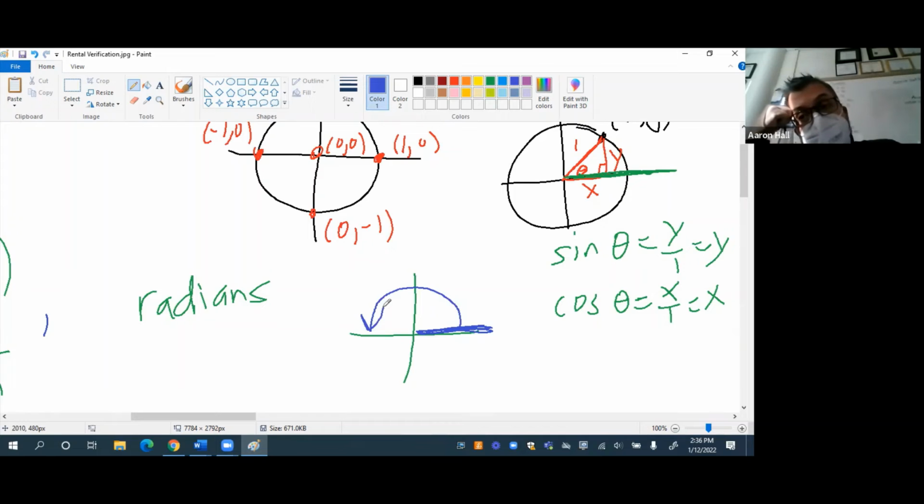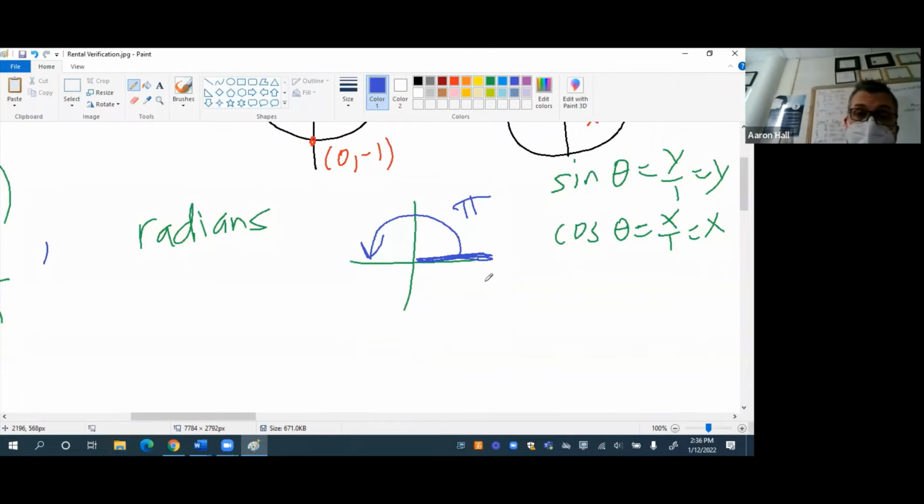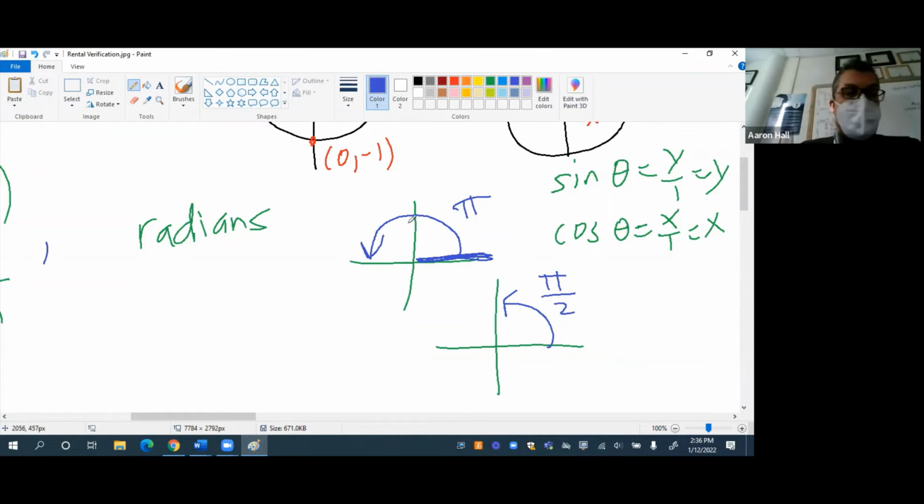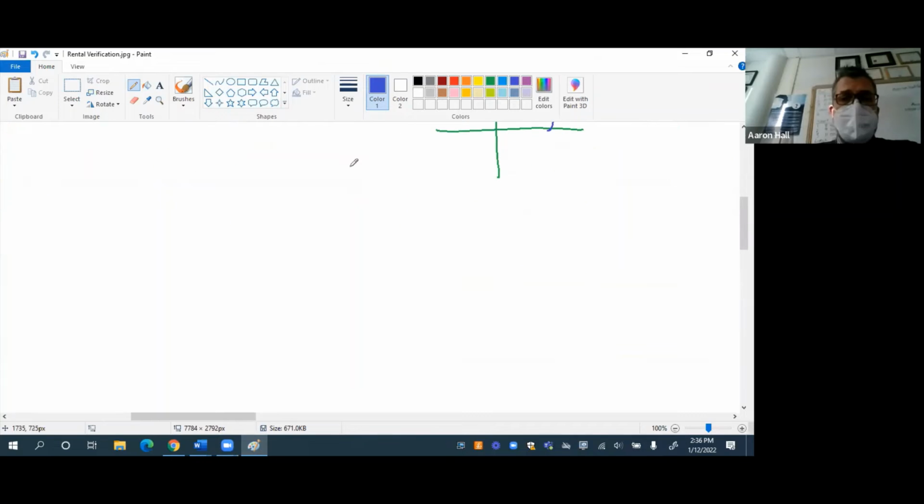What is that in radians? A half circle rotation in radians? It's pi, yeah, it's pi. And then what if I had a quarter rotation? That has to be pi halves, yeah. That has to be pi halves. So I think that's everything that we really need to know in order to understand how to do this problem. So I can scroll down a little bit and we'll do this problem.